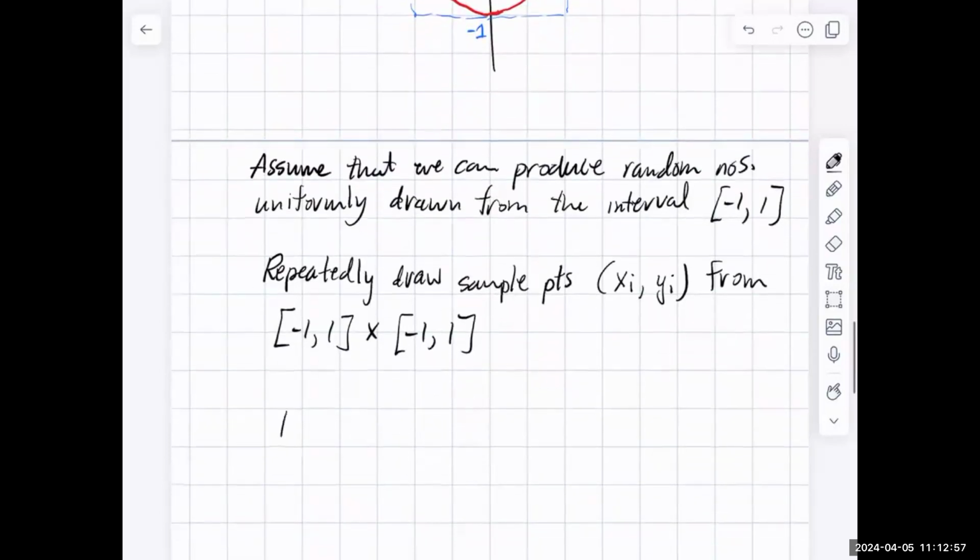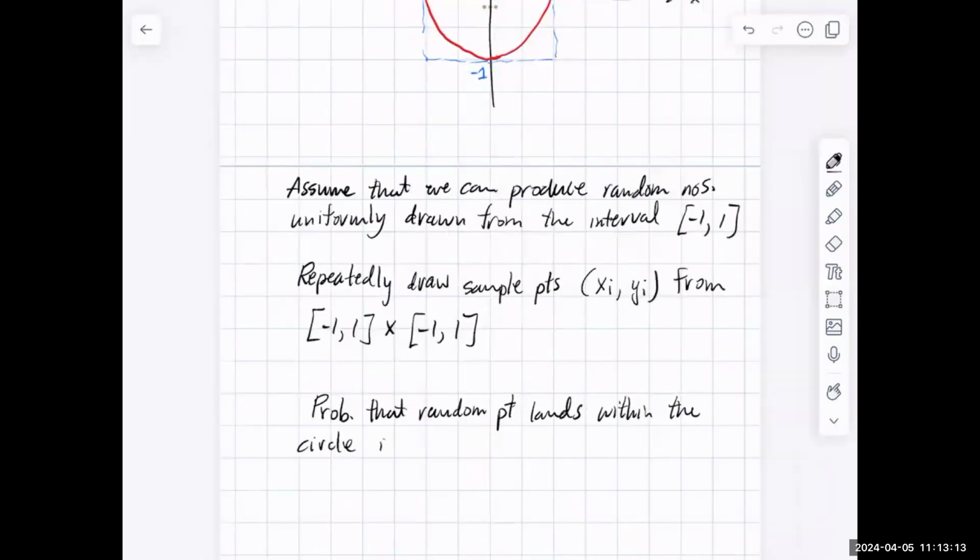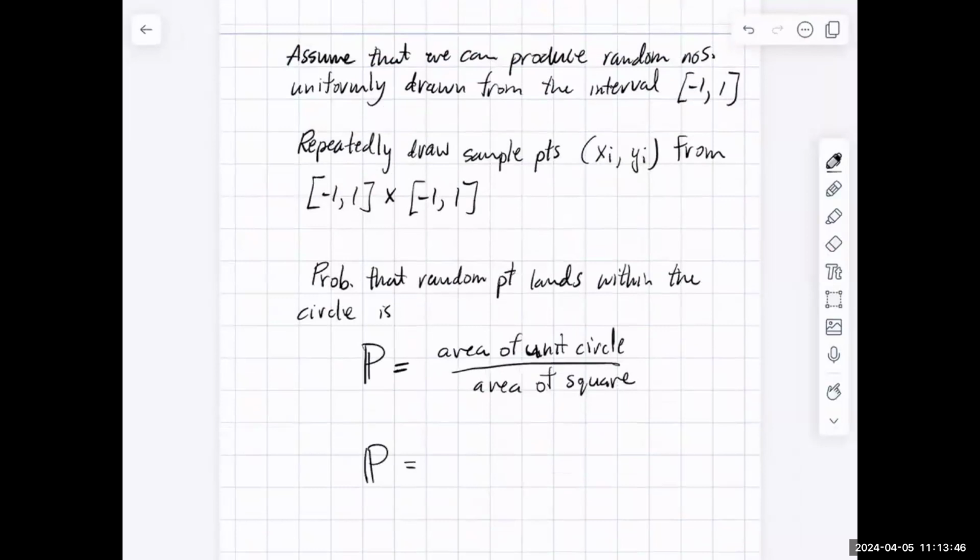Okay. So the probability that a random point lands within the circle, I'm going to use a funny notation for this probability, a P with a double vertical line. It's going to be the area of the unit circle divided by the area of the square. And therefore, this probability is pi times R squared divided by 2 times 2, and so that's pi over 4.